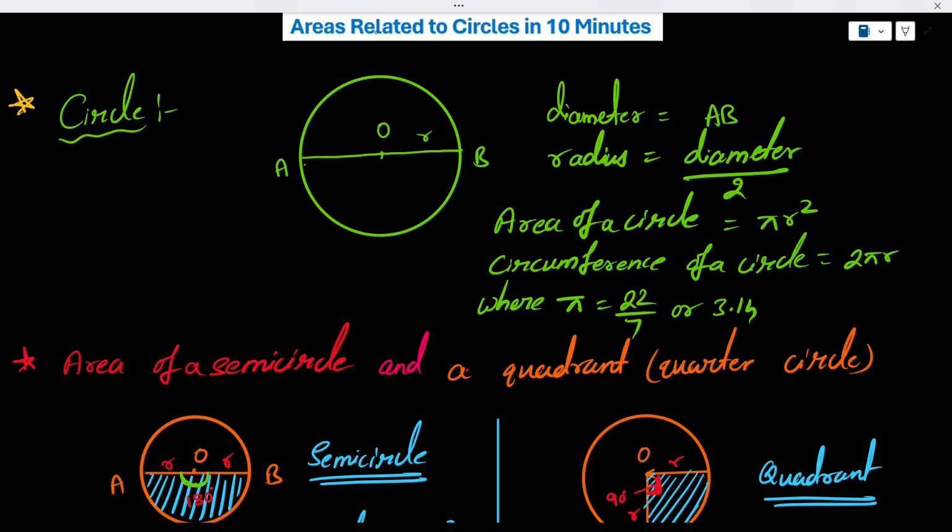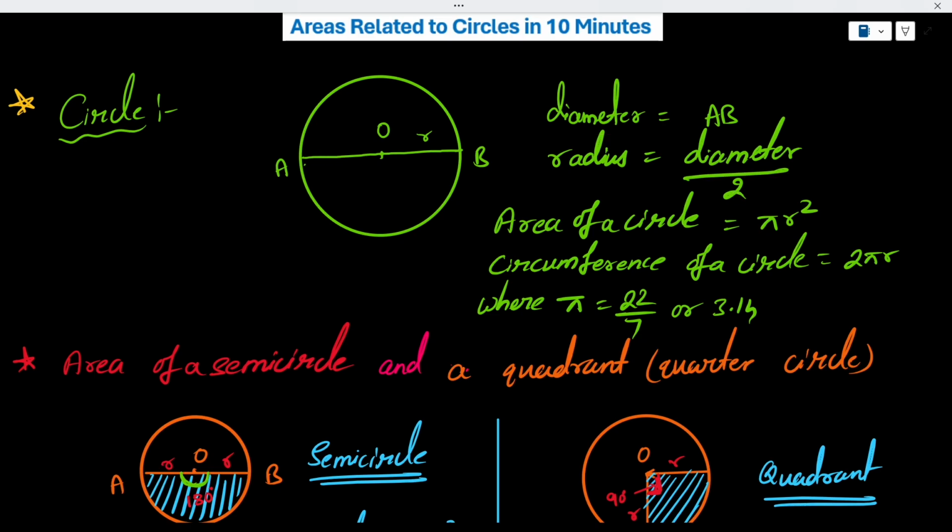Let us see what you have learned here. We are going to recap all the most important parts. If you see a circle, when we are talking about the mensuration topic, you should know diameter is double the radius. So to calculate the radius, we always divide the diameter by 2.